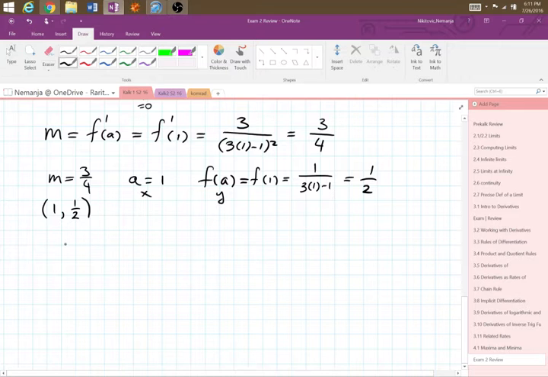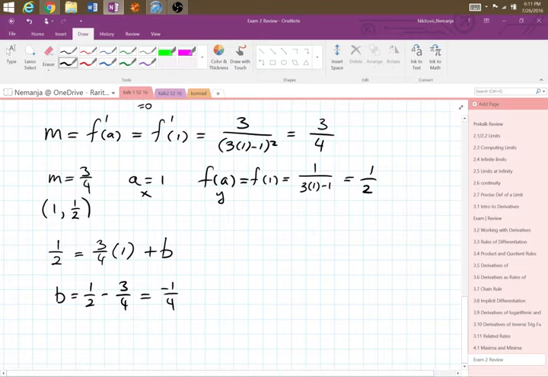So now we are going to do 1/2 is equal to 3/4 times x, which is 1, plus b. And this is where we calculate b. So b is 1/2 minus 3/4, which is negative 1/4. So the tangent line is y equals 3/4 x minus 1/4.